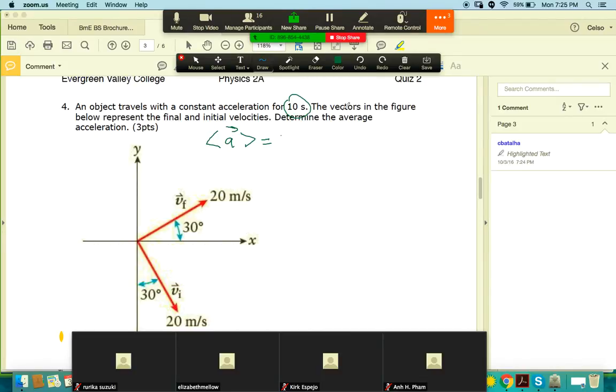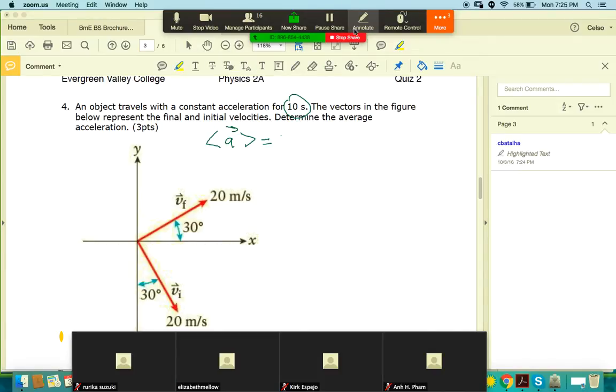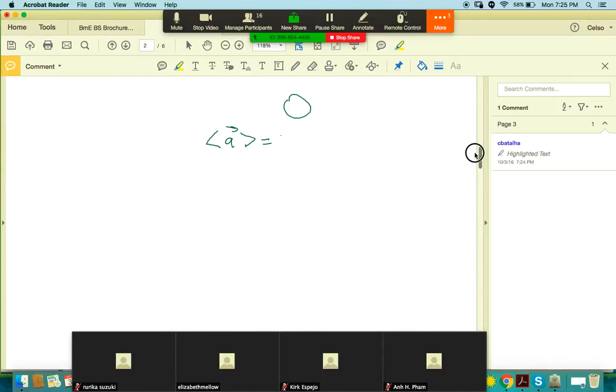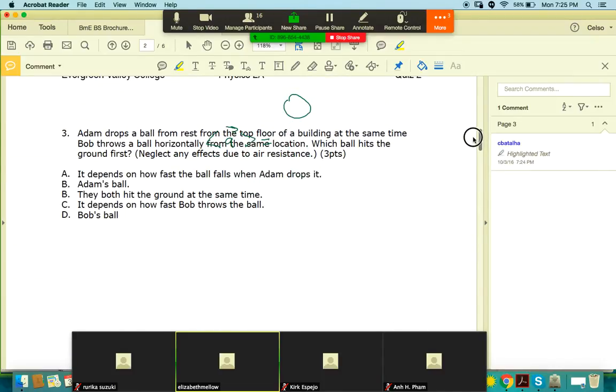Professor? Yeah. So for question number 3, Elizabeth said that you said time and height, but in the choices it doesn't say so. Like for the answers for number 3. So Justin was asking what the answer was, and I said you said height and it depends on, okay, the answer. It depends on how fast the ball falls. No. Okay. It depends on how fast the ball falls when Adam drops.